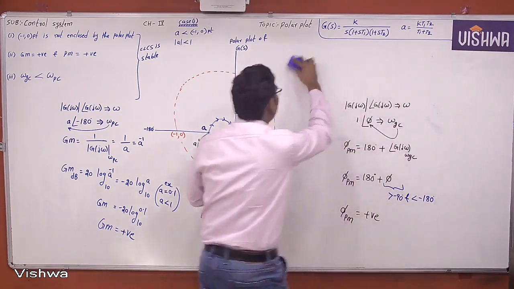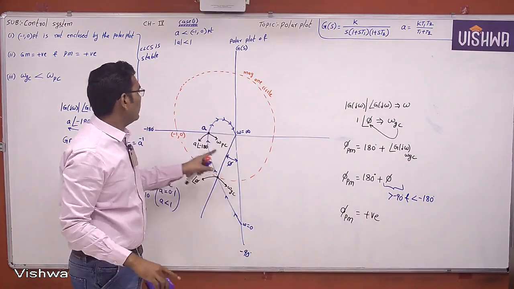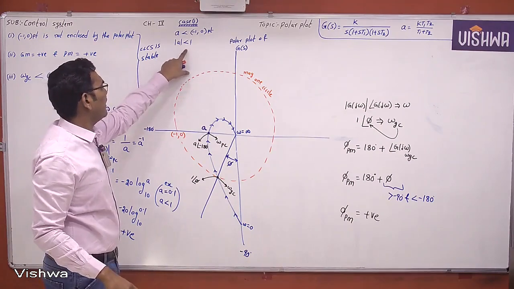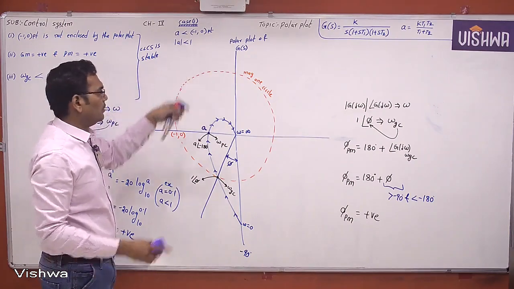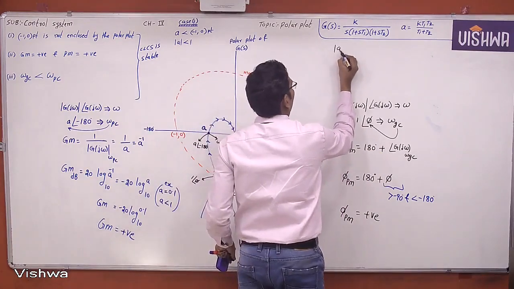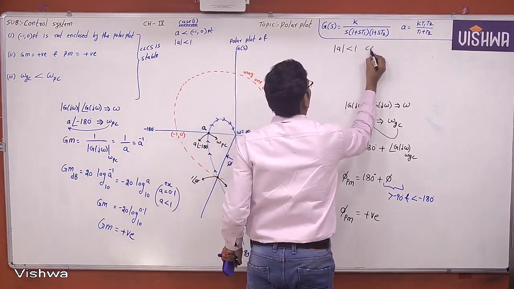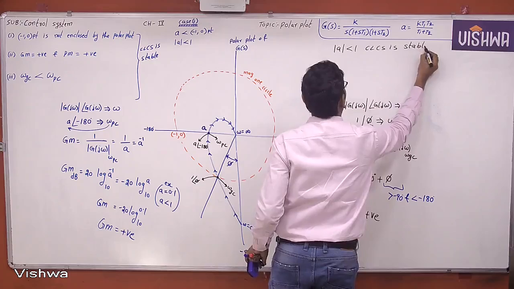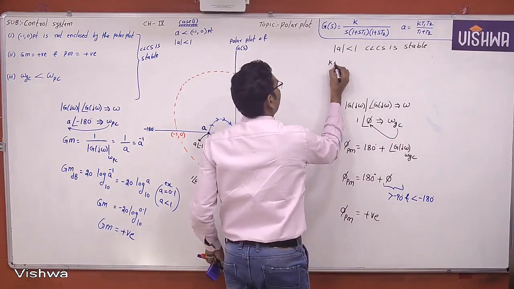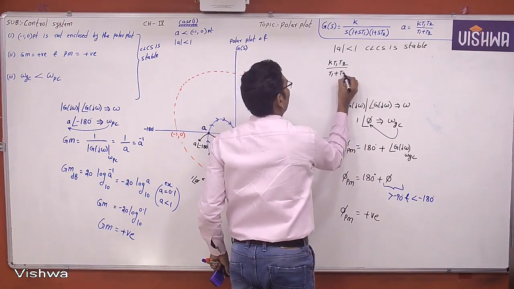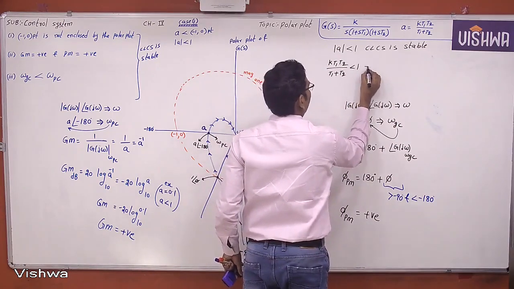Okay, and here also one important point, this is the same problem. Now when the magnitude of A is less than 1, the closed loop control system is stable. What is A here? A is nothing but K into T1 T2 by T1 plus T2, which is less than 1.